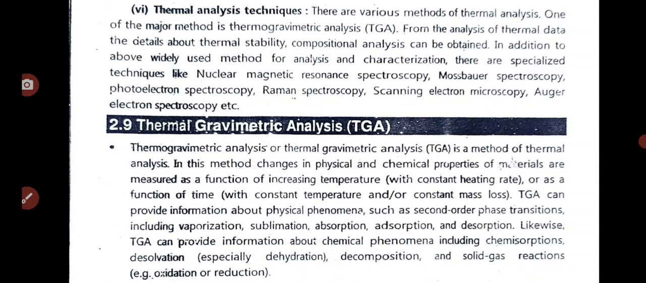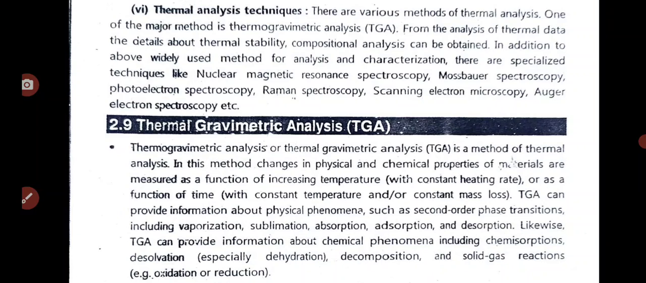The next method is the thermal analysis technique, and one of its major methods is thermogravimetric analysis, that is TGA. With the help of thermal data, details about thermal stability and compositional analysis can be obtained. Other specialized characterization techniques include nuclear magnetic resonance spectroscopy, Mossbauer spectroscopy, photoelectron spectroscopy, Raman spectroscopy, scanning electron microscopy, and Auger electron spectroscopy, etc.